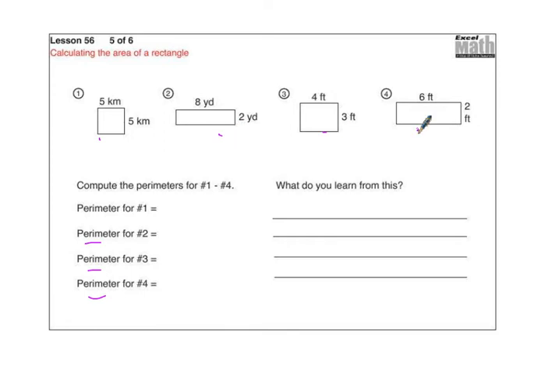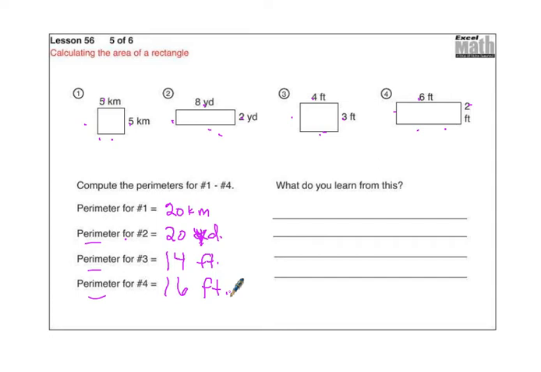Well, the perimeter of number 1 is 20 kilometers because 5 plus 5 plus 5 plus 5 is 4 5s. The perimeter for this one is 8 plus 2 plus 8 plus 2. That's equal to 20 kilometers. No, 20 yards. Sorry, 20 yards. Perimeter for number 3, 4 plus 3 is 7. Plus 7 more is 14 feet. Hopefully you got that before you saw me give the answer. And here we have 8 plus another 8. That's equal to 16 feet as well.